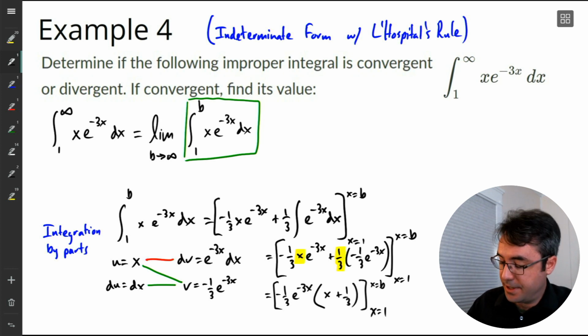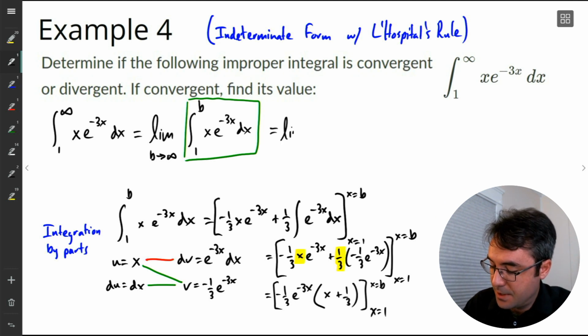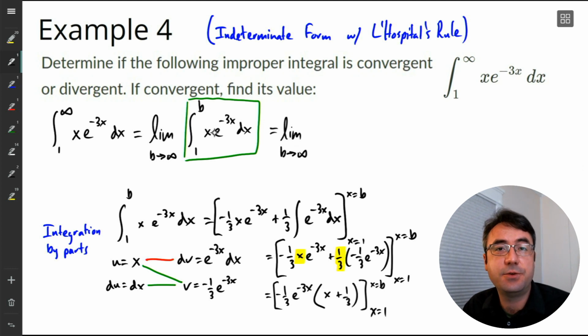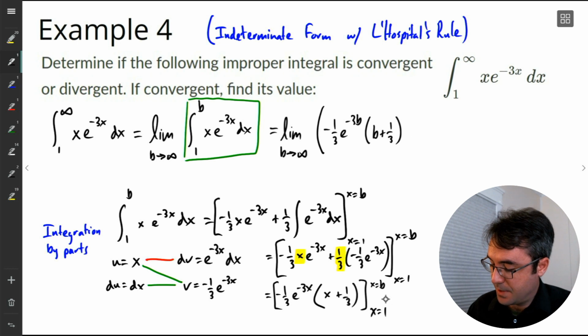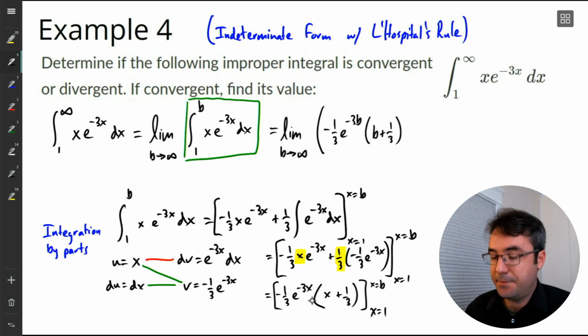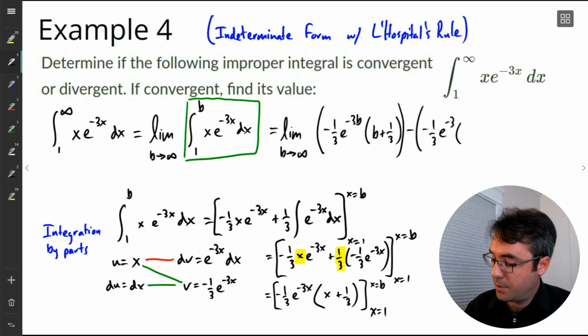All right, so let's actually evaluate this, and we're going to put it in up here. So we're going to do the limit as b goes to infinity. We still are going to be writing that, but now let's do the evaluation. So top number goes in first. So we get -1/3 e to the -3b times b plus 1/3. Take the bottom number, plug it in. So we get -1/3 e to the -3, and then we get 4/3 when we plug it in here.